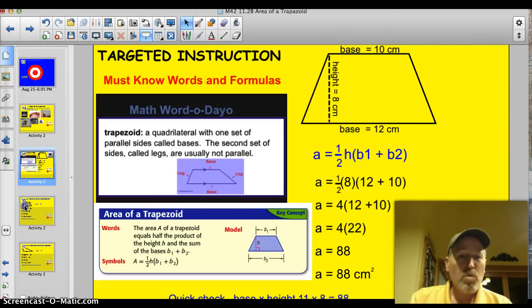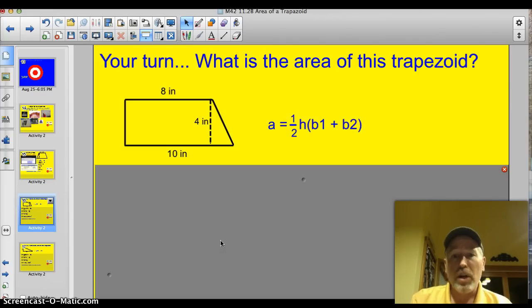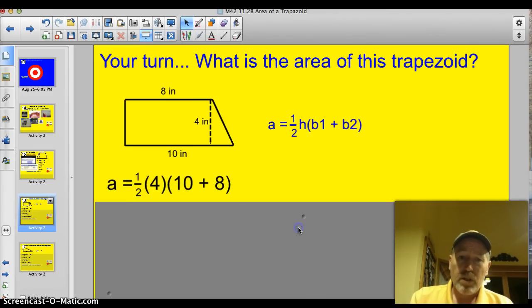All right, let's do one more together before I have you try 2 on your own tonight. All right, what is the area of this trapezoid? All right, we've got all the measurements we need to do it. So we just need to substitute things in. So let's do it. So I've got the area equals 1/2 and 1/2 of the height. So I've substituted in 4. And then base 1 and base 2. Here's base 1 and base 2, 8 plus 10.